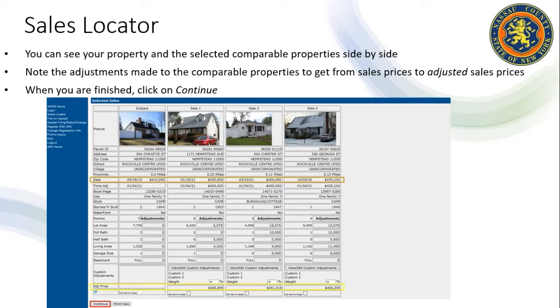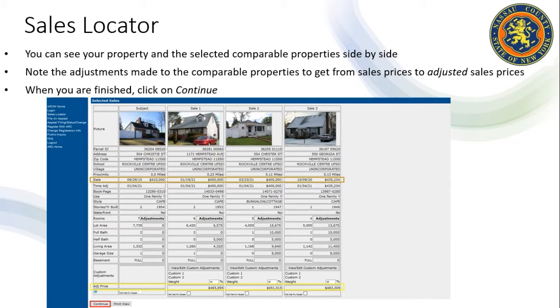Our subject has a lot area of 7,735 square feet. That's the property size. Sale 1, lot size is about 1,300 square foot smaller. So the computer has added value to account for the difference between the lot size of our subject and the lot size of sale 1. If you go down to half bath, we have 1 half bath. Sale 1 does not have a half bath. The computer has determined that $5,000 is what that half bath is worth and has added that value to sale 1. Same with living area.